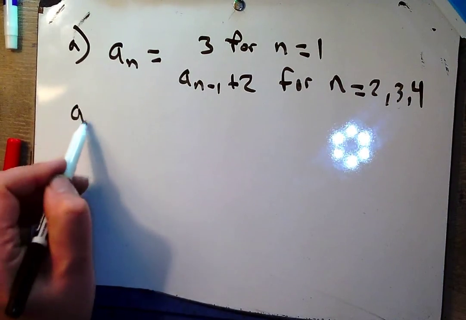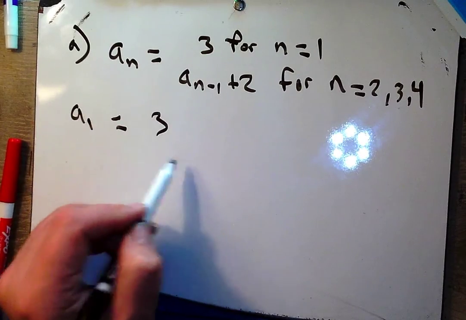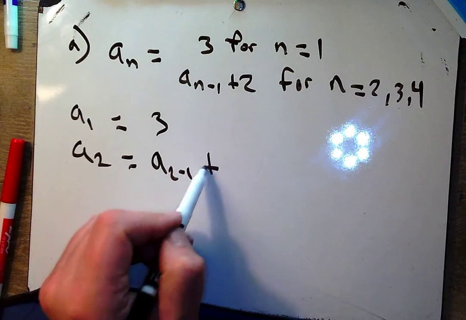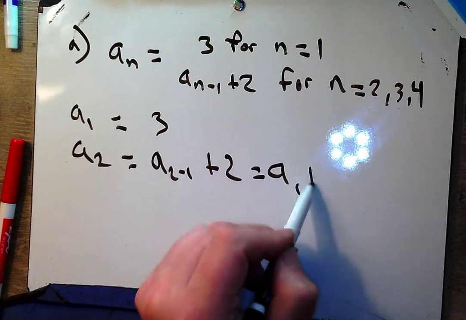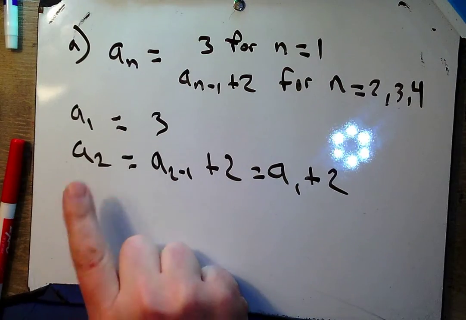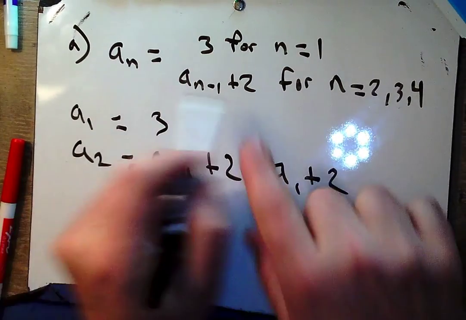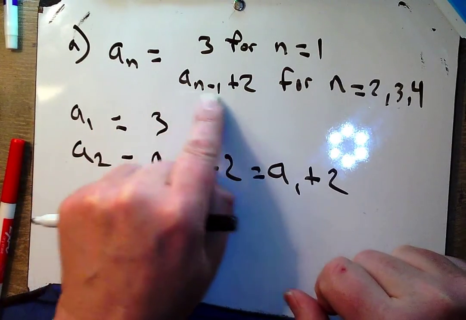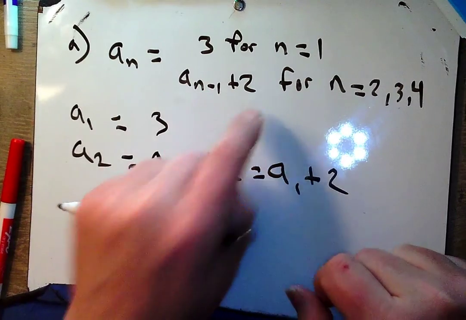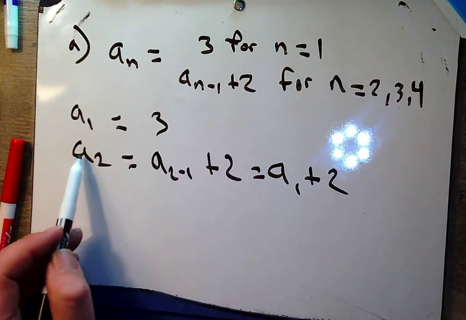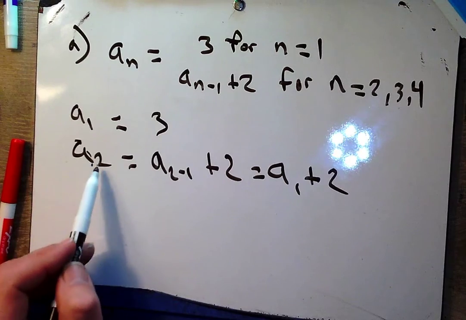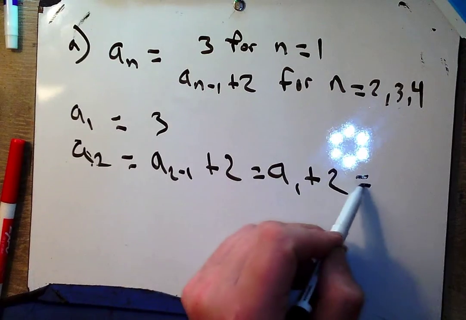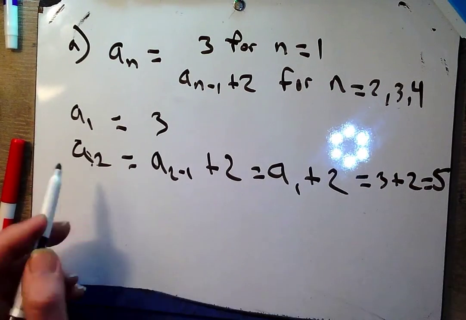Okay, so a sub 1 is 3. A sub 2 is going to be a sub 2 minus 1 plus 2, which is a sub 1 plus 2, right? I mean, think about it. This notation here says this one relies on the value of the one before it, plus 2. I'm looking for a sub 2, and the value before a sub 2 is a sub 1. So a sub 1 is 3, 3 plus 2 is 5.